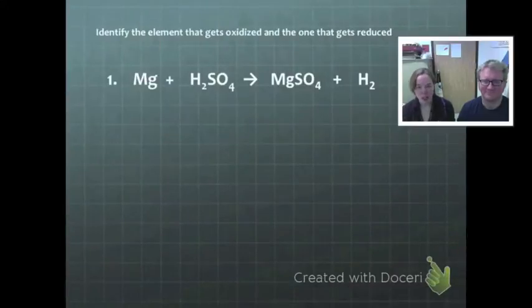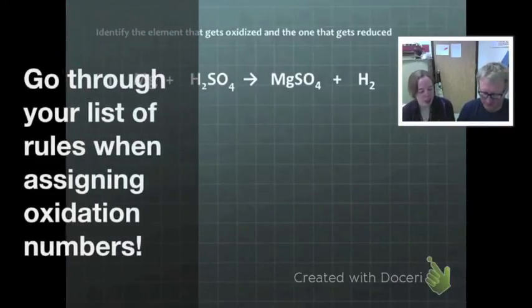The reason we spent so much time in the last section assigning oxidation numbers to our substances is because that's what's going to tell us if electrons have been transferred and if our oxidation numbers have changed. So let's go through and assign our oxidation numbers first. Which parts of this are going to be really easy to assign oxidation numbers to?